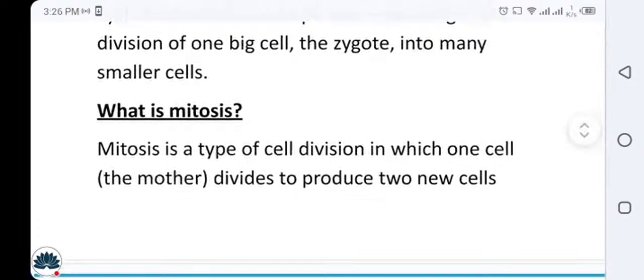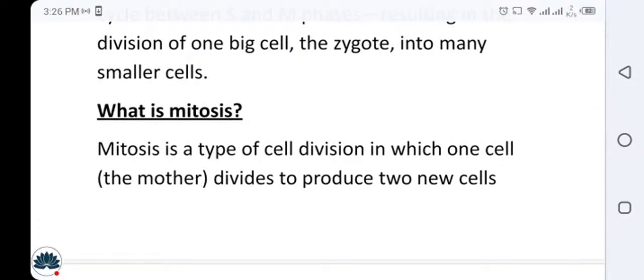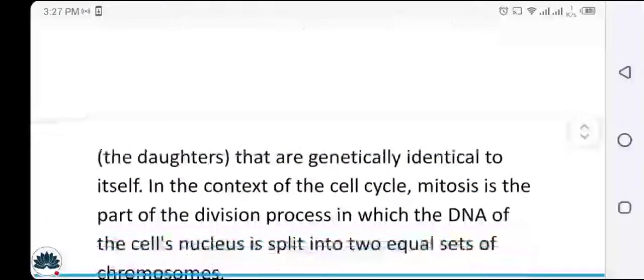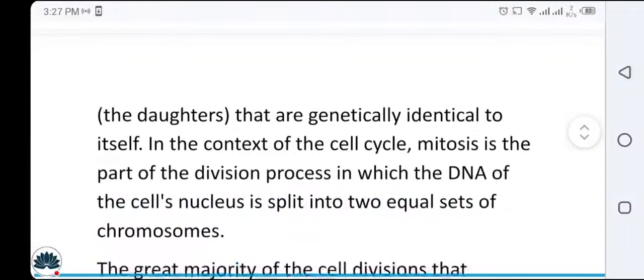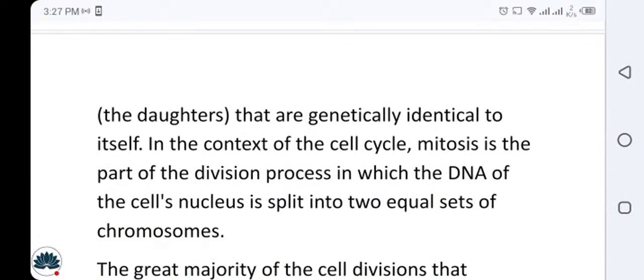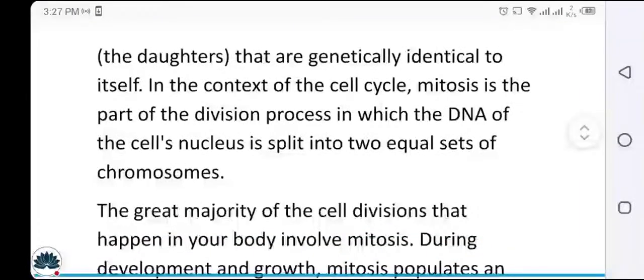What is mitosis? Mitosis is a type of cell division in which one cell, the mother, meaning only one single parent cell, divides to produce two new daughter cells, which are genetically identical to itself. In the context of the cell cycle, mitosis is the part of the division process in which the DNA of the cell's nucleus is split into two equal sets of chromosomes.